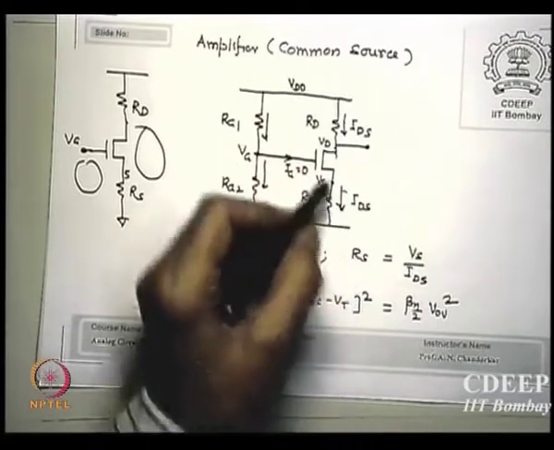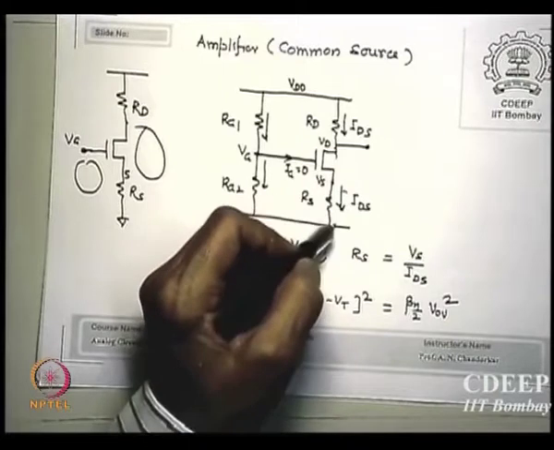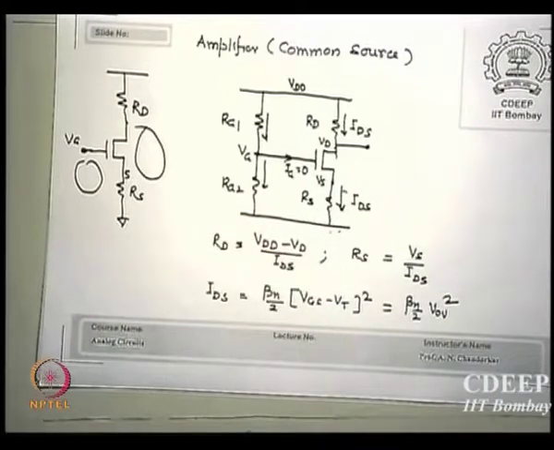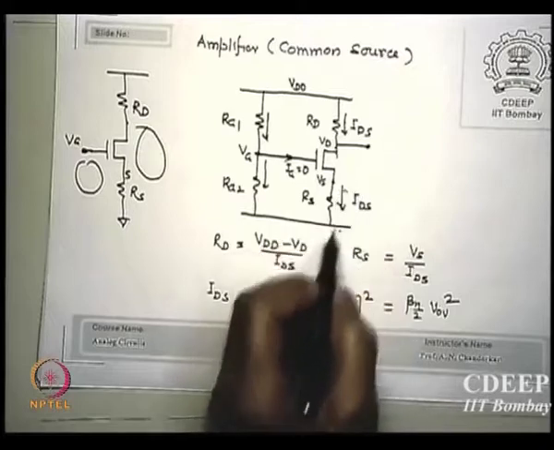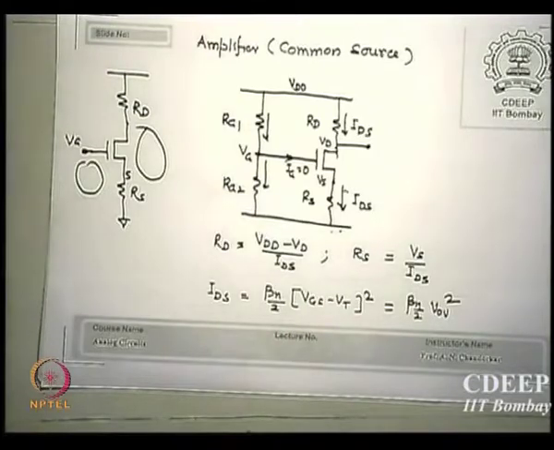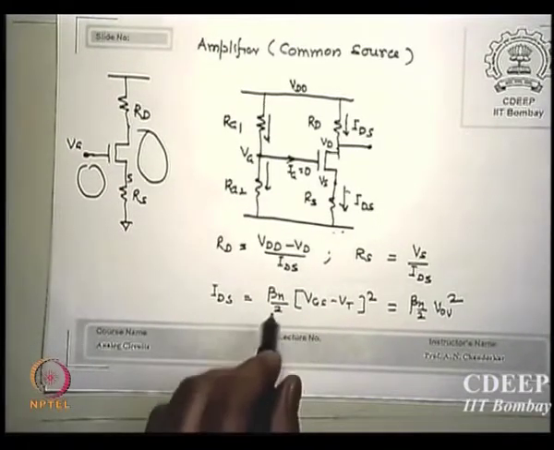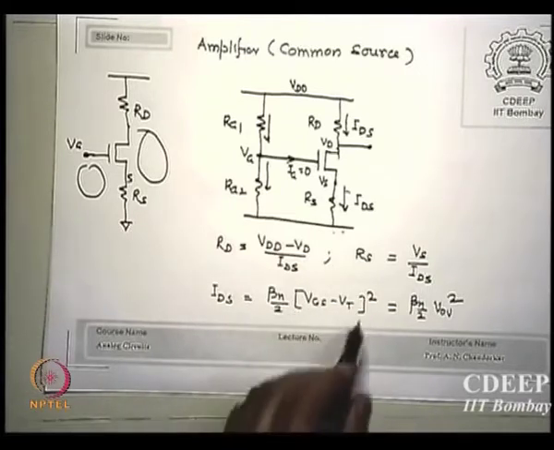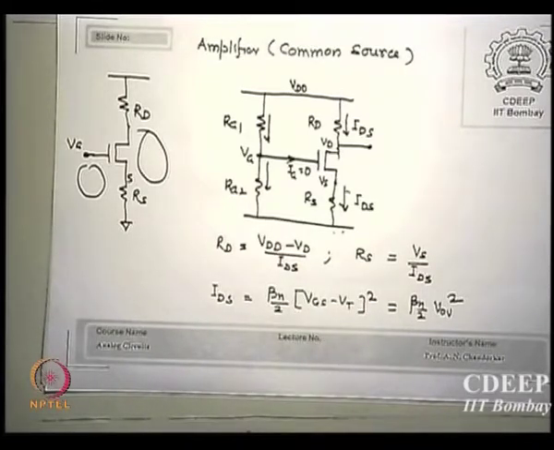Then RS is how much? VS divided by IDS. Here is one more advantage: IE and IC are not the same, though the change is very small, because there is an IB in between. Whereas in the case of a MOSFET, the current from source to drain is the same. So IDS is the same on the source side as well as the drain side. So VS upon IDS is RS, VDD minus VD upon IDS is RD. What is the actual transistor current? Beta n by 2 times VGS minus VT squared, or beta n by 2 VOV squared. This is the drain current, the IDS current for the transistor.